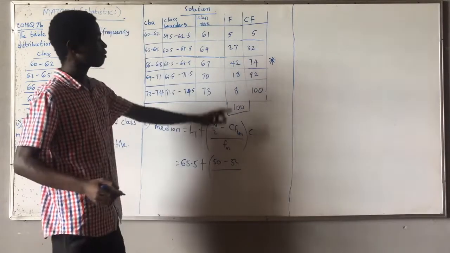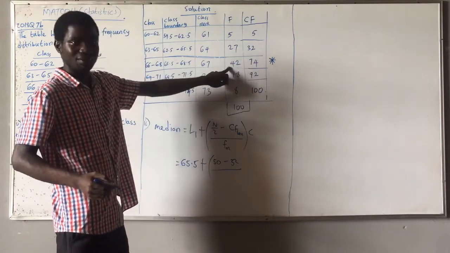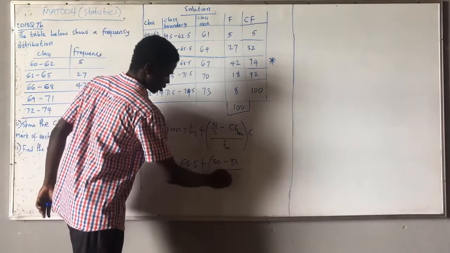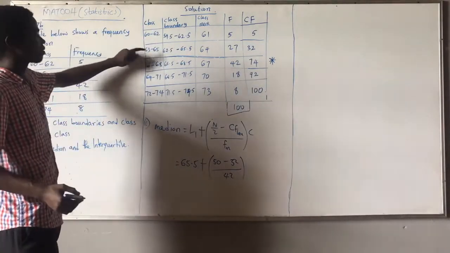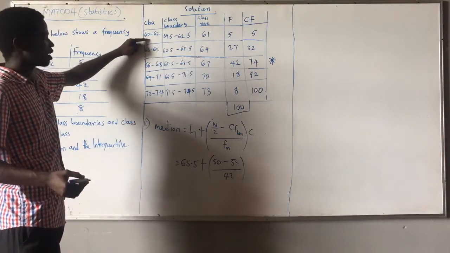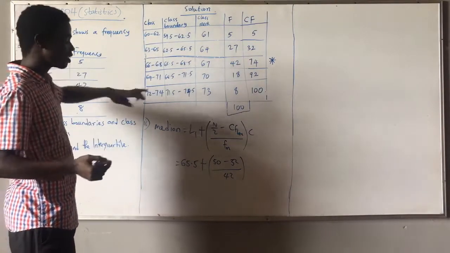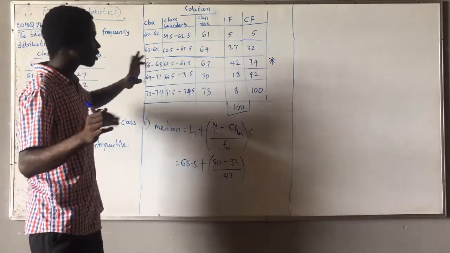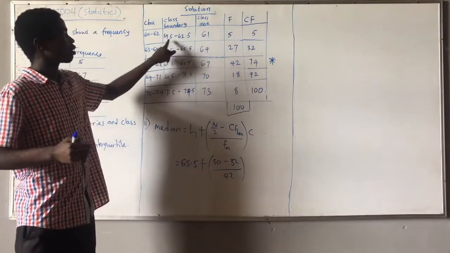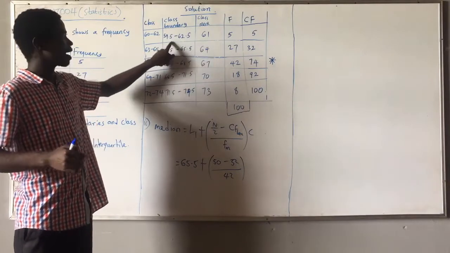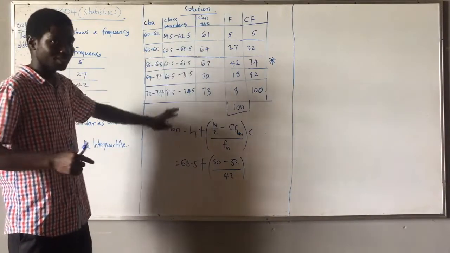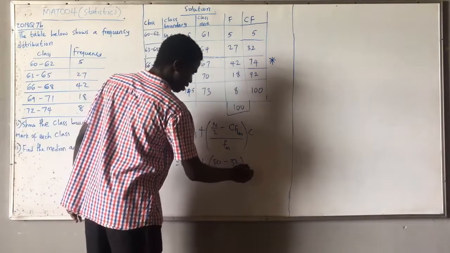All over frequency of the median class. What is the frequency of the median? 42. Multiplied by C. What is C? Class width. 63 minus 60, the answer is 3. C is 3 here. Or let me tell you another way you can do it. Subtract the class boundary, 62.5 minus 59.5. The answer is 3. So you have 3 here.